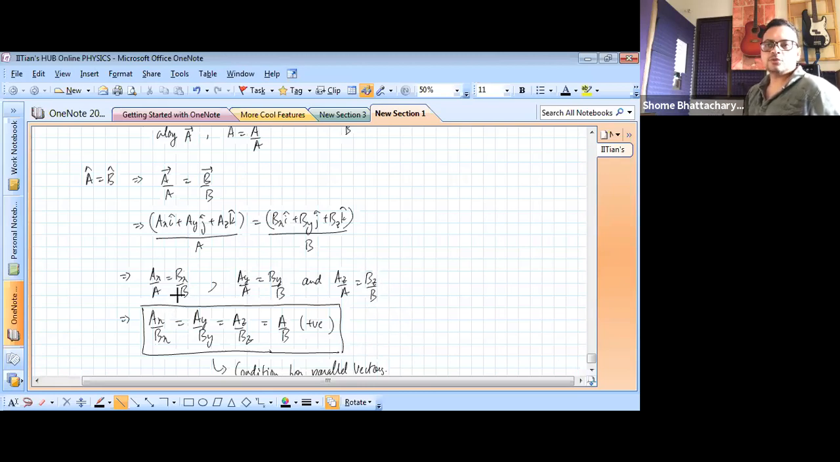Okay. And now you can see from this that Ax upon Bx is A by B. Ay upon By is A by B. And Az by Bz is A by B. That's why these three terms should be same, and that should be equal to A by B. Okay. So now given two vectors, this is a condition which is very easy to check.